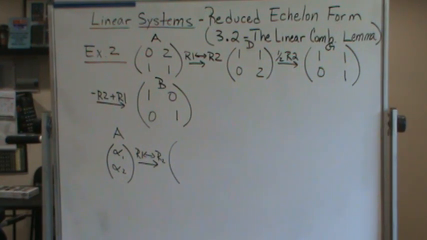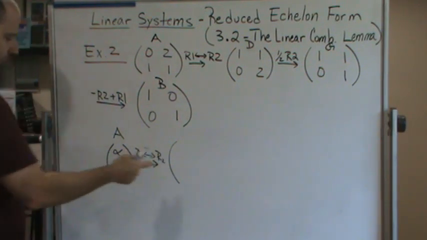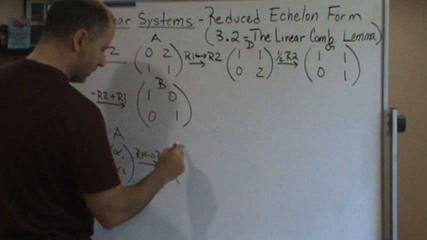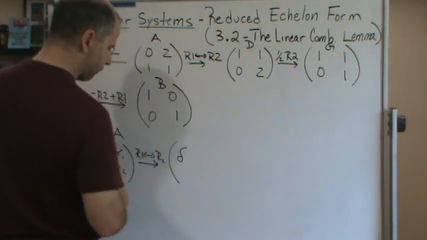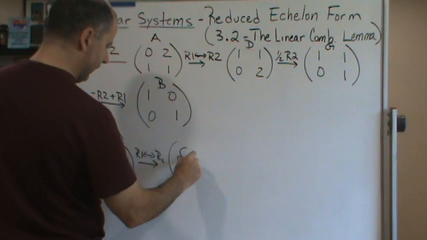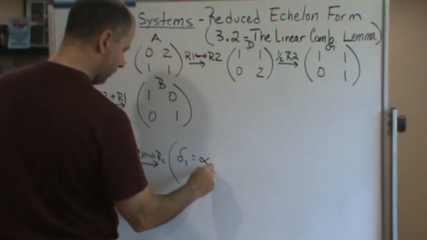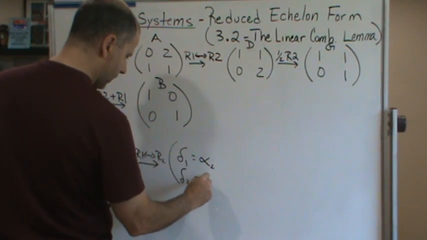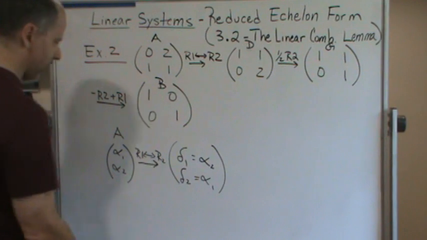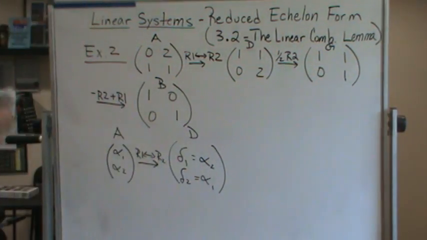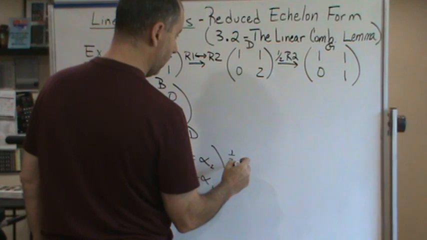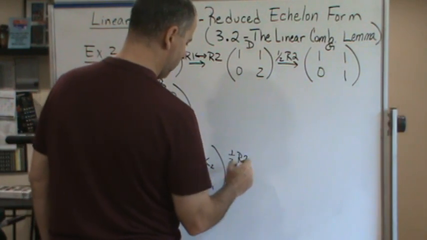After the first operation, which is just swapping the rows, I get the relationship to delta 1. So now we're going to use delta 1. Delta 1 is equal to alpha 2, and then delta 2 is equal to alpha 1. So that's D. Now we're going to go to the next operation, which is just taking 1/2 of R2.